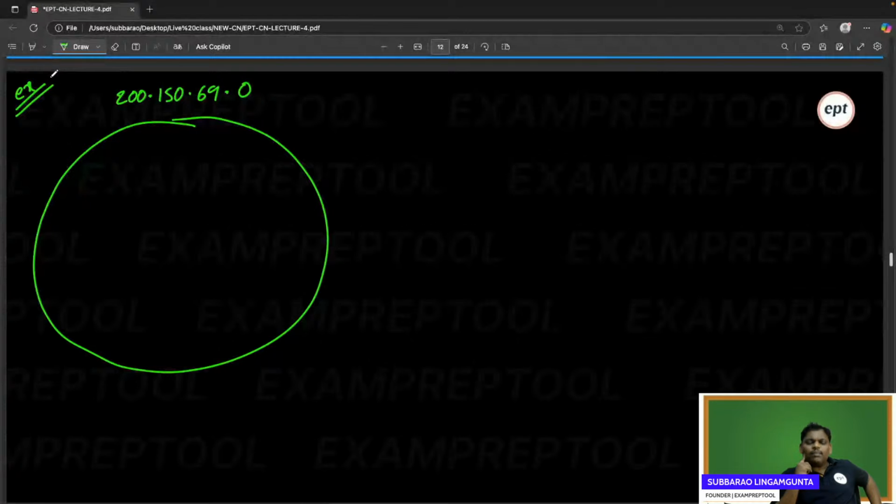This is the network ID or subnet ID, whatever you want to call it. Can you help me, everyone? There is one network with the network ID 200.150.69.0. Can we go ahead? Respond here. My question here is, which class?